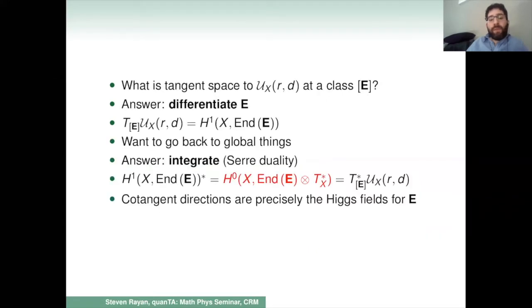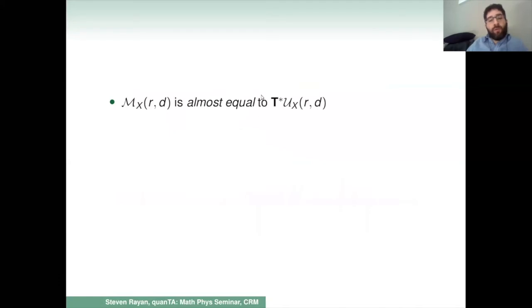And so you might be tempted to conclude from that, if I take the moduli space of bundles, this is an honest space on its own, and I want its cotangent bundle, you might be tempted to conclude it is the moduli space of Higgs bundles, because the cotangent spaces are spaces of Higgs fields. And that's almost true.